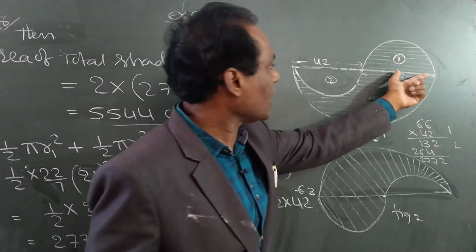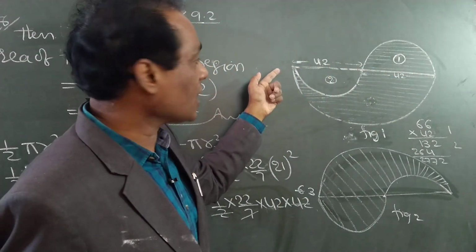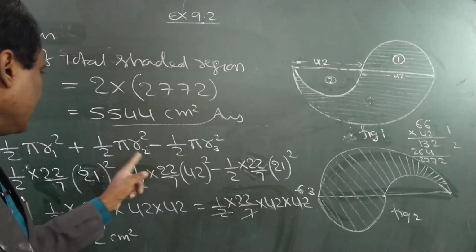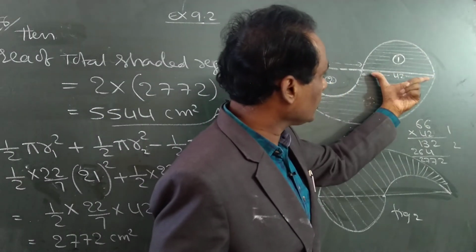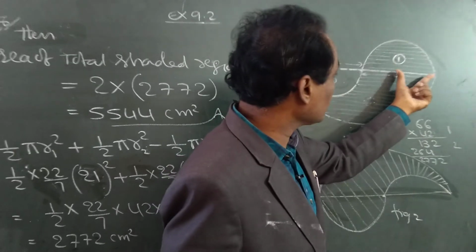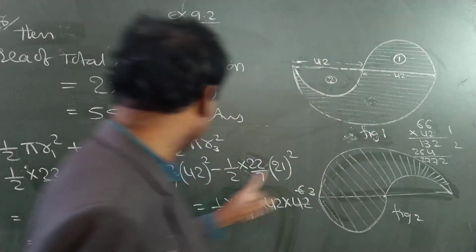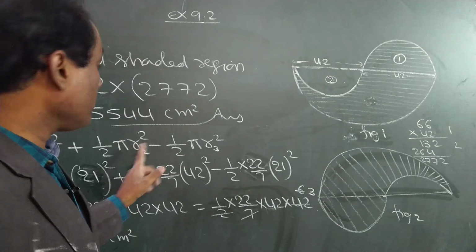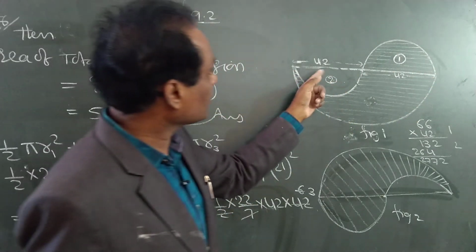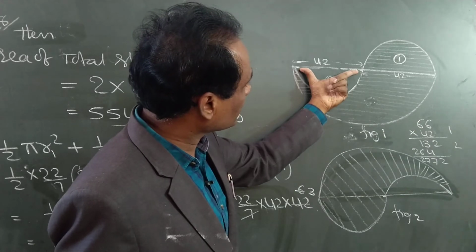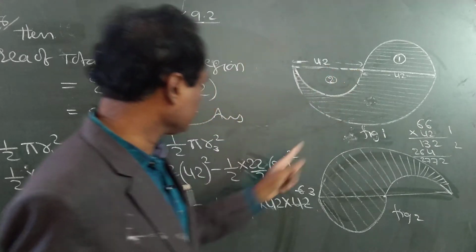So this radius is r1, this total radius is r2, this radius is r3. I denoted it like this. This radius r1 is not 42; 42 is the diameter. Radius is 42 by 2, which is 21. But for the bigger semicircle, the radius is 42. For the smaller semicircle, the diameter is 42, so the radius is 21.